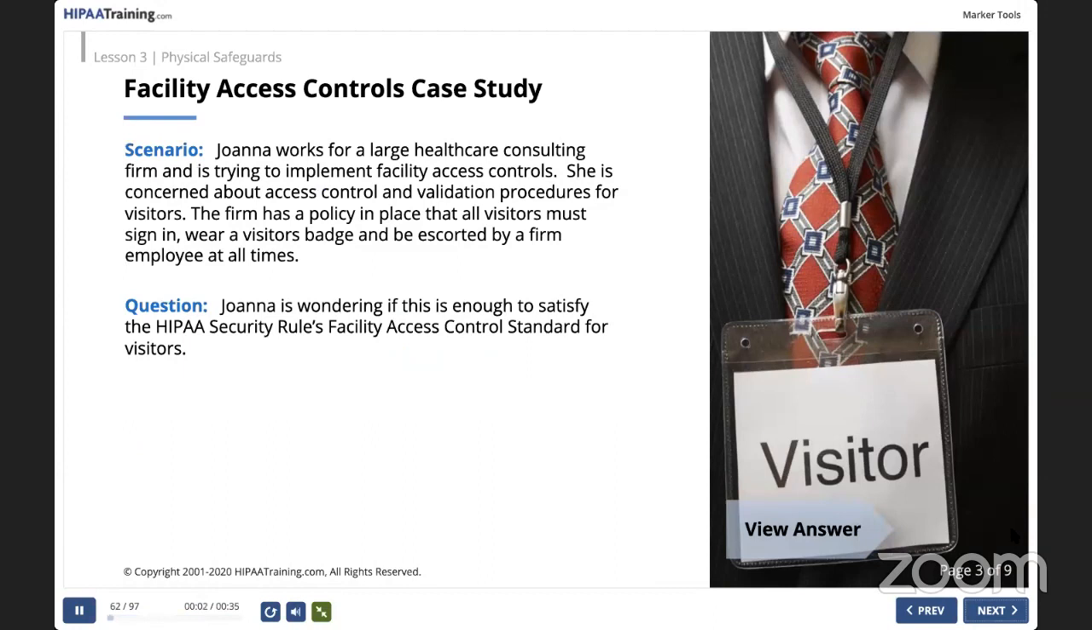Facility Access Controls Case Study. Scenario: Joanna works for a large healthcare consulting firm and is trying to implement facility access controls. She is concerned about access control and validation procedures for visitors. The firm has a policy in place that all visitors must sign in, wear a visitor's badge, and be escorted by a firm employee at all times. Question: Joanna is wondering if this is enough to satisfy the HIPAA security rules facility access control standard for visitors.